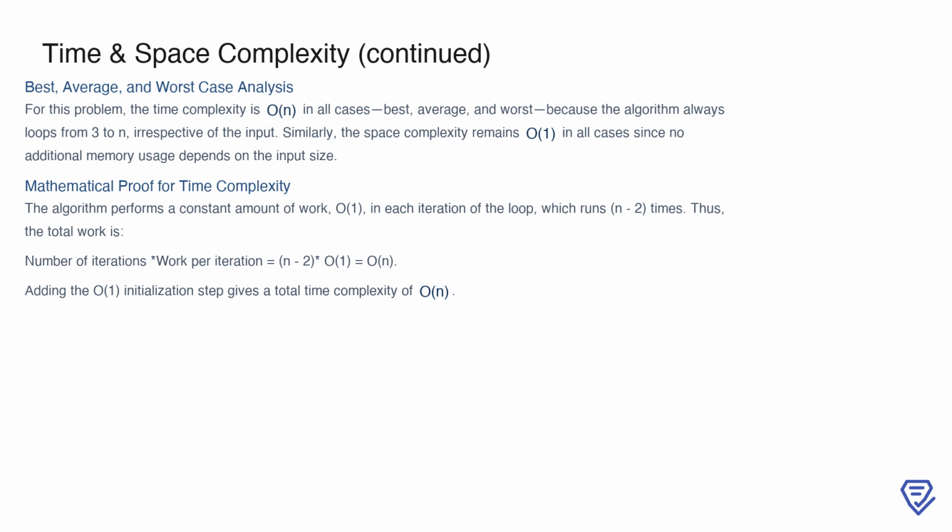To provide a mathematical justification for the time complexity, consider the amount of work performed in the loop. Each iteration executes a constant amount of operations, O(1), and there are n-2 iterations. Multiplying the number of iterations by the work per iteration gives us (n-2) * 1, which simplifies to O(n). When we include the constant time O(1) initialization step, the total time complexity remains O(n). This consistency across all scenarios highlights the efficiency of the algorithm.